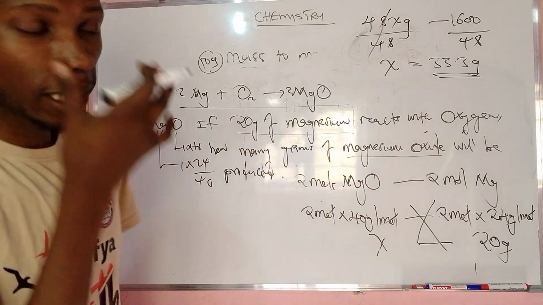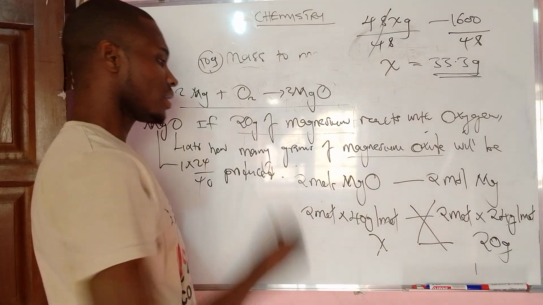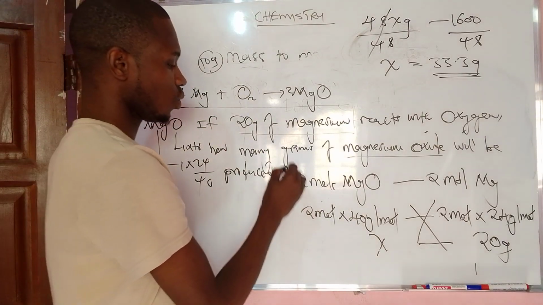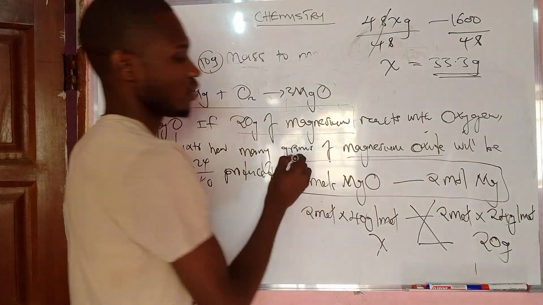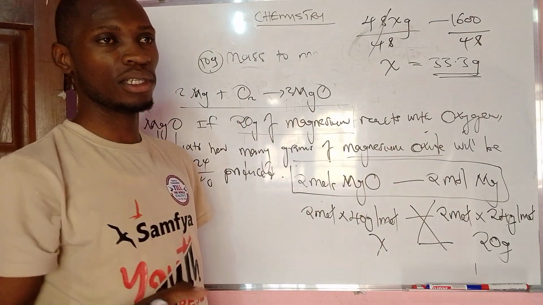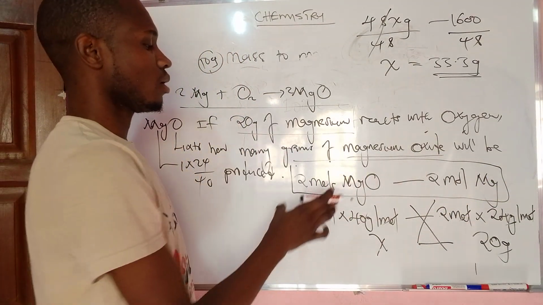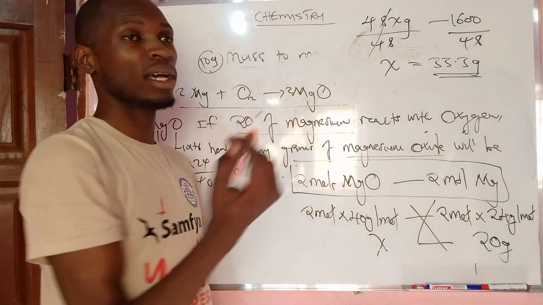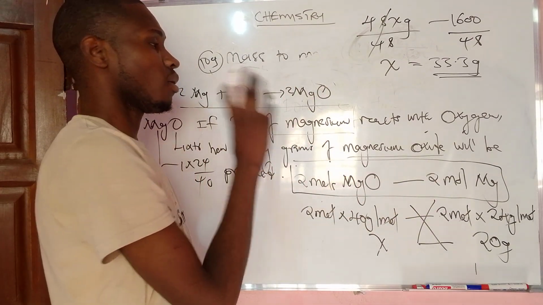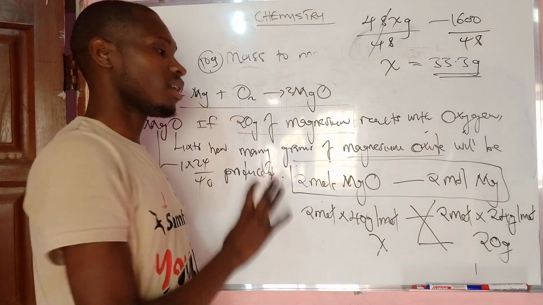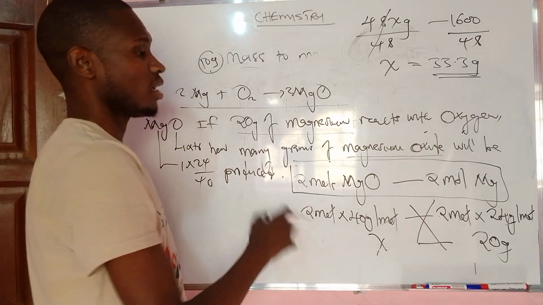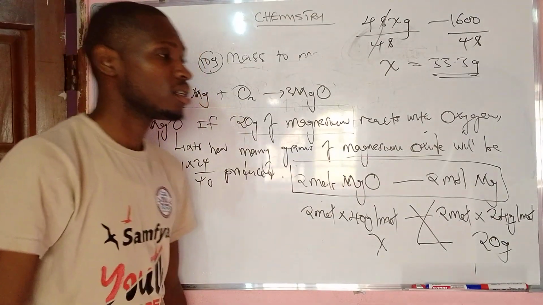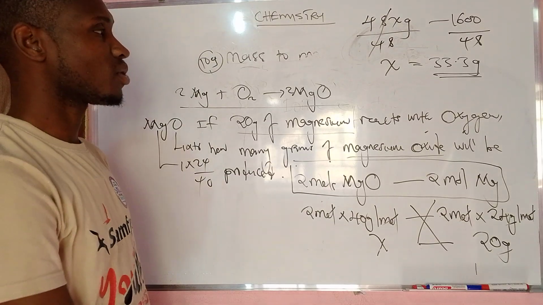The only important thing here is you need to know how to balance, then you need to know what to get from the equation. Whenever you're getting something from the equation, remember that you first extract two things which are needed. Number one, the one you're looking for. Number two, the one with a variable. Then you equate just like that. So that is how we do mass to mass calculation.